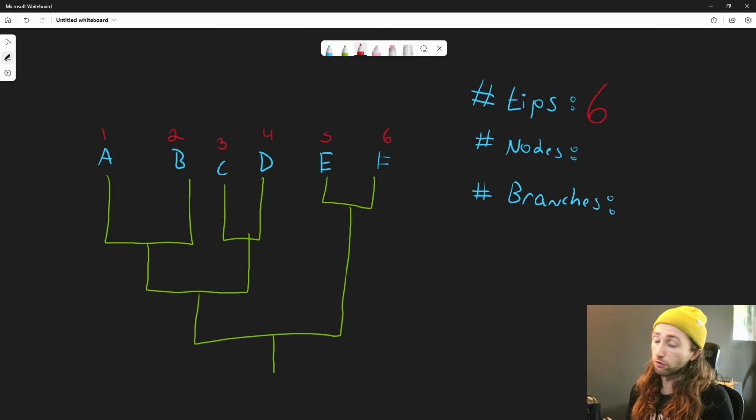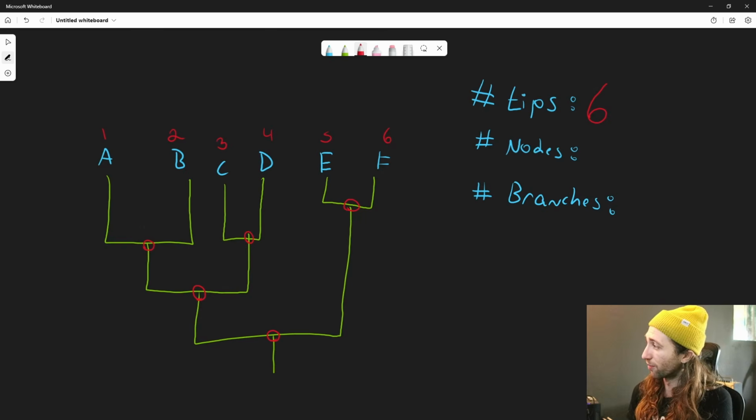So what I'm going to do is circle every single node on this tree, and we'll just start on this side here. So here we go, A and B, they meet at this node. We know C and D meet at this node. We know E and F meet at this node. We know AB and CD meet at this node. And we see that the clade ABCD meets with the clade E and F at this node right here.